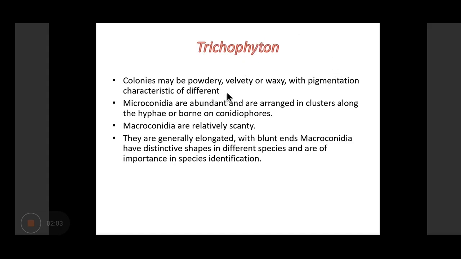So Trichophyton, on growth, shows colonies which are powdery, velvety, and waxy, and some of the species have a pigment, like Trichophyton rubrum, which produces a red color pigment. Here the microconidia are abundant and arranged in clusters along the hyphae, and the macroconidia are relatively scanty. These are elongated and have blunt ends. The different species have different characteristics, so accordingly we identify them on morphology.